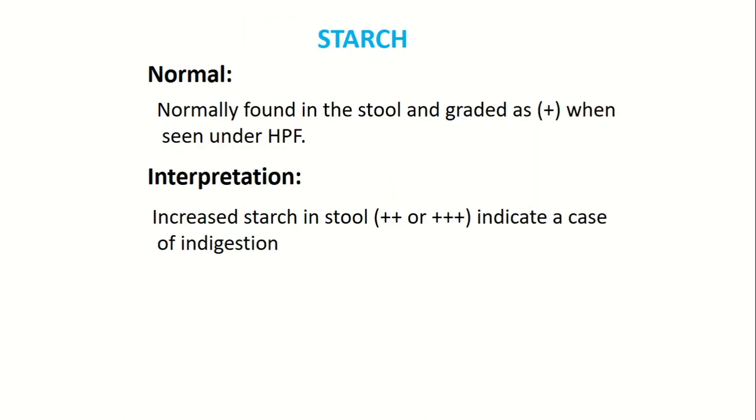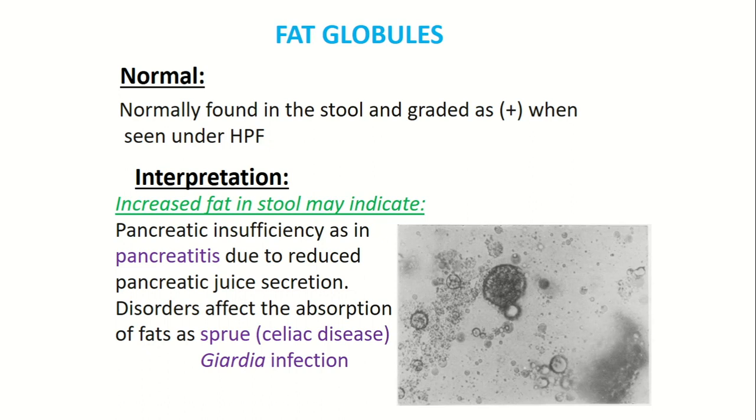Starch is normally found at +1 grade, and if there is some indigestion or malabsorption, it is more than +2, +3. Now fat globules are normally found at grade 1 under high power field, and increased in case of pancreatitis or malabsorption syndromes like celiac sprue. You will find such globules, these are the fat globules.